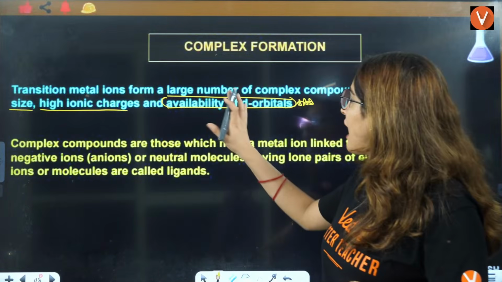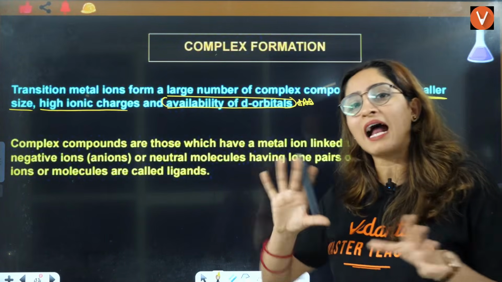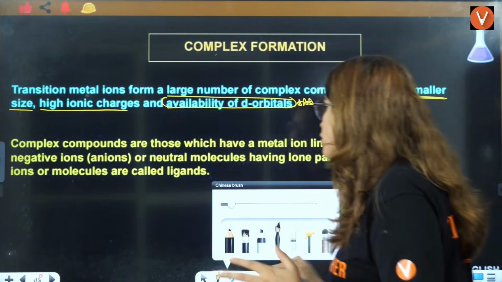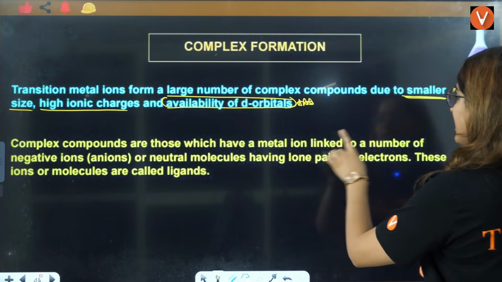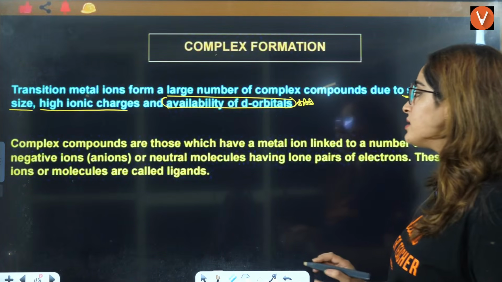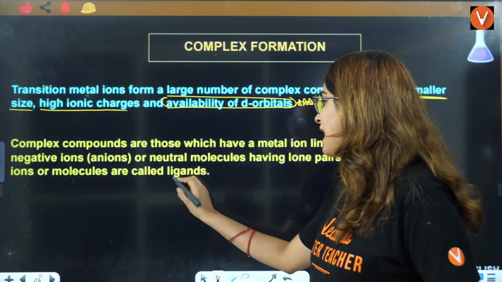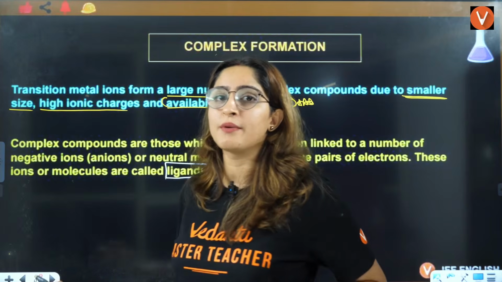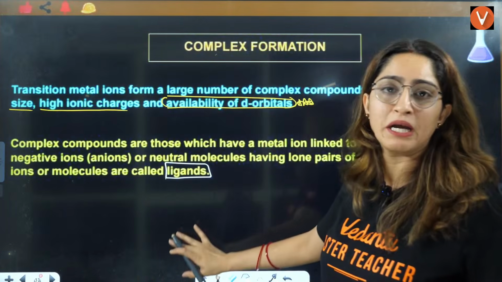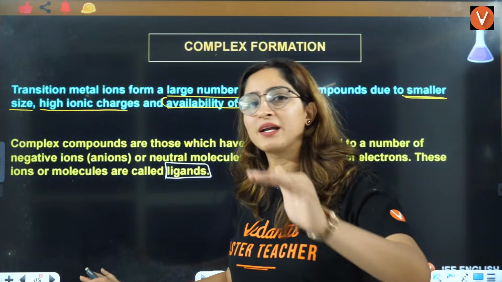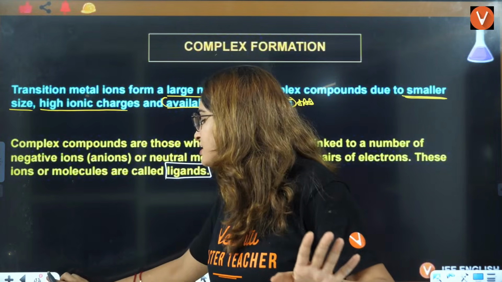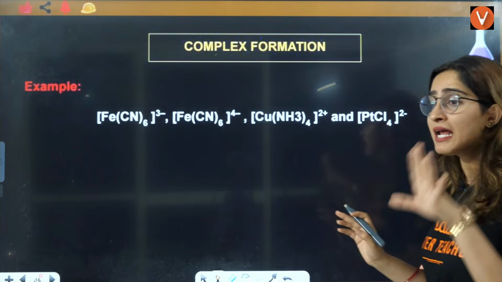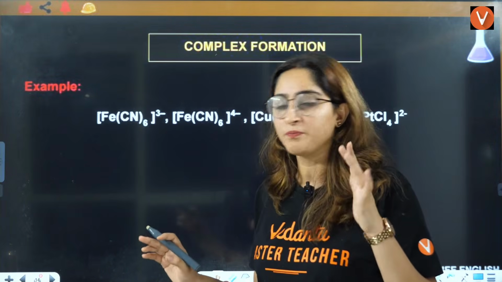So in this case, we have availability of d electrons, and that is the reason that they show complex formation, right? Complex compounds are those which have a metal ion linked to a number of negative ions, which are also called ligands. We will talk about all of this in coordination chemistry. The full chapter is based on this one page: ligands, central metal ion, different complexes. These are the examples that we are going to cover in the next chapter, right?